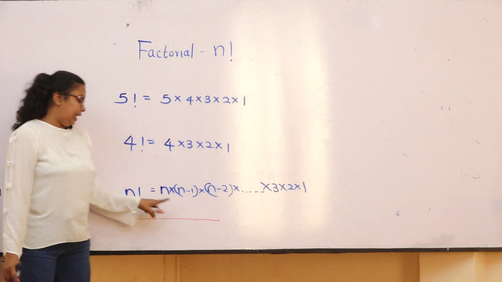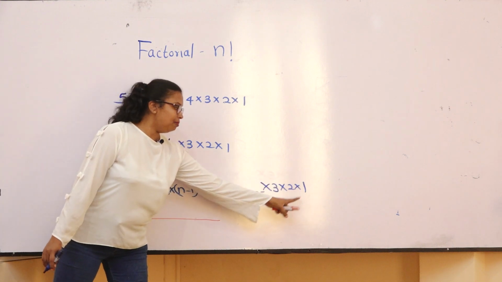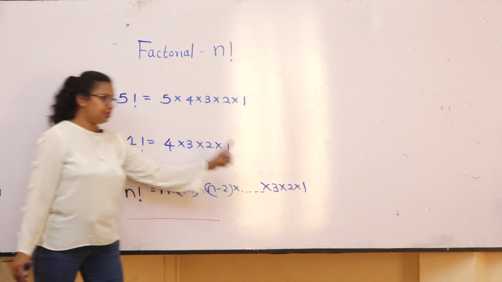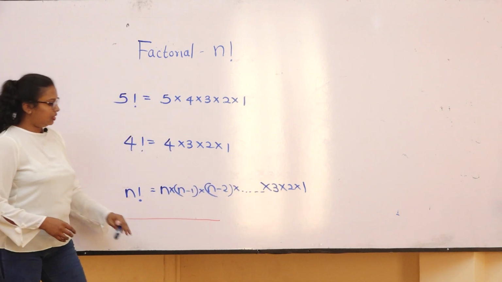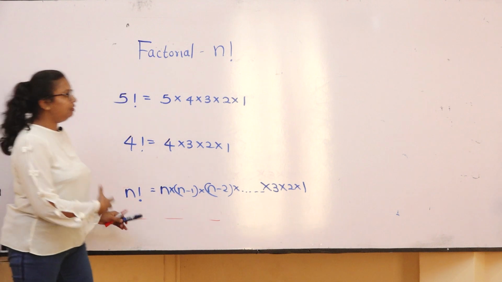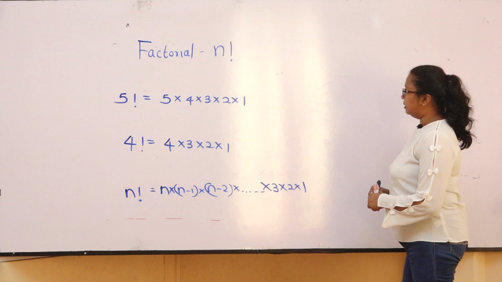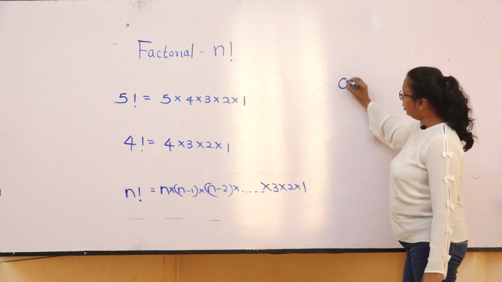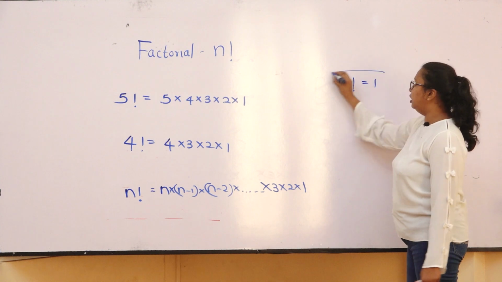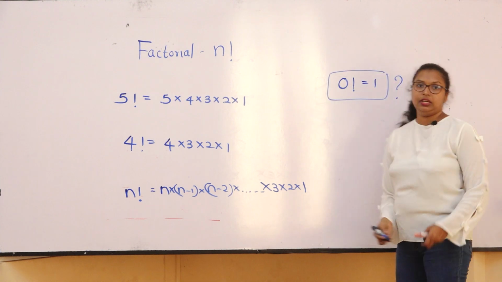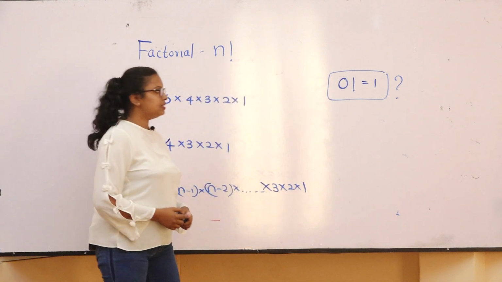Okay, because factorial n is the product of all positive integers from 1 to n. So, generally we can represent it like this. There is a special case, that is factorial 0. Factorial 0 is equal to 1. How can this happen? Why? Let us discuss this.